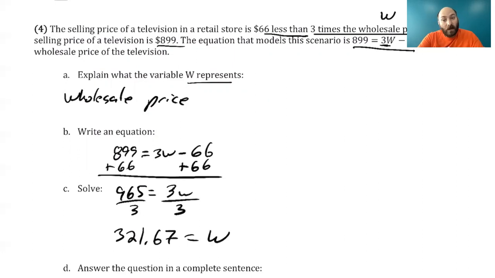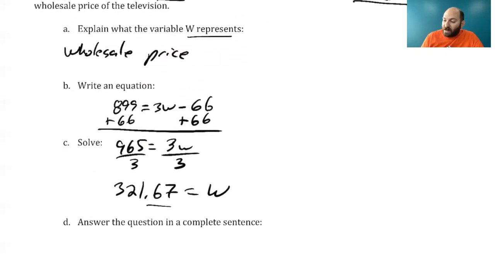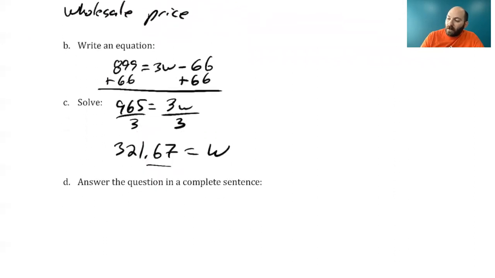In this case, I don't need to round. We can have a wholesale price that's in decimals because we're dealing with money. So if I go down here for the final step, answer the question in a complete sentence. Remember, the question said, find the wholesale price. So I'm allowed to do that. I don't want to go further with my decimals because that's not realistic. But in terms of money, I can go 2 decimal places like that.